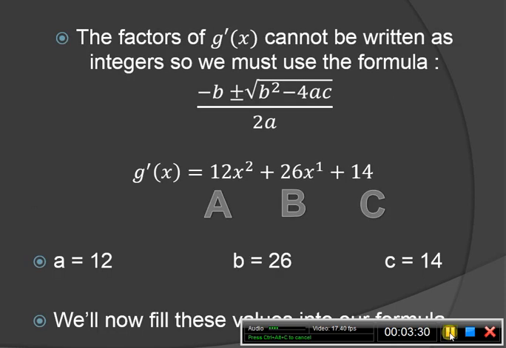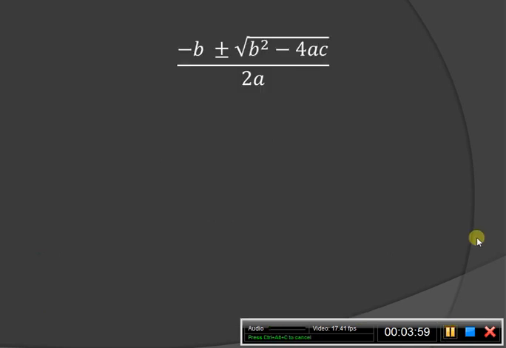The factors of g dash x cannot be written as integers, so we must use the following formula: minus b plus or minus the square root of b squared minus 4ac all over 2a. g dash x equals 12x squared plus 26x plus 14. We now label our a, b and c. a is equal to 12, b is equal to 26 and c is equal to 14. We now fit these values into our formula: minus b plus or minus the square root of b squared minus 4ac all over 2a.